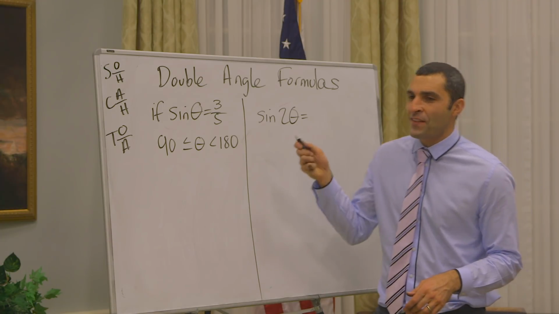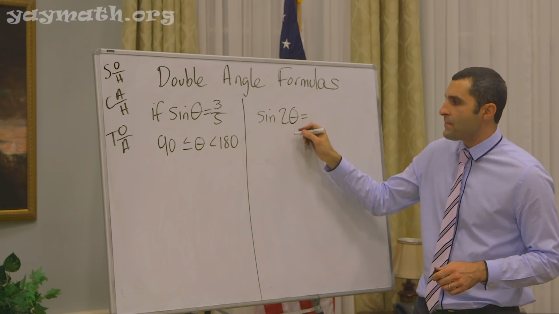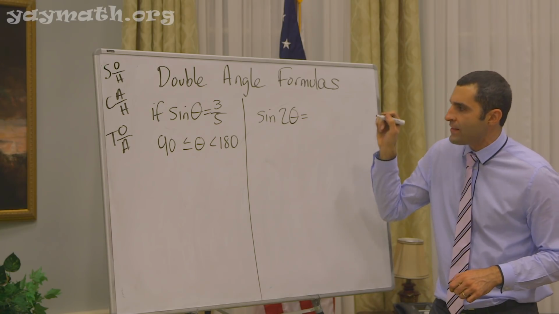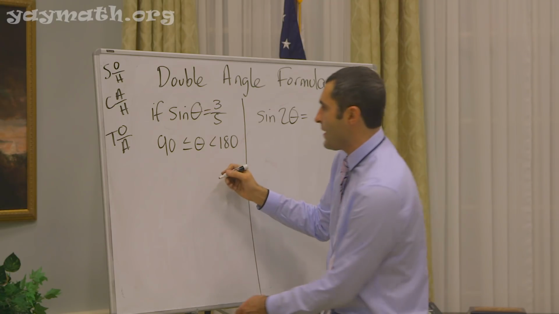Today we're going to be doing the double angle formulas. There are 3 of them: sine of 2 times the angle, cosine of 2 times the angle, and tangent of 2 times the angle, based on this particular information. So let's actually get into it.